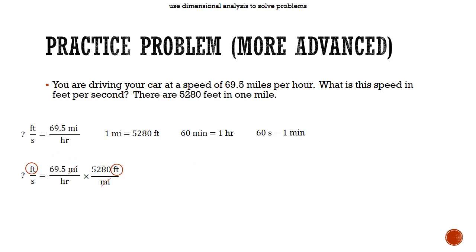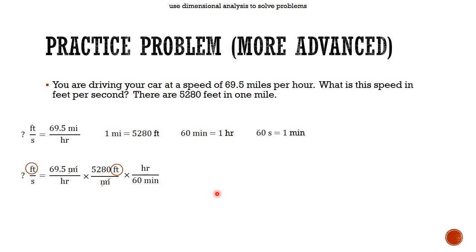Now, I'm not done with the problem yet, because I still need to get to seconds in the denominator. What I don't need to do is plug this in my calculator at this point and get an answer and then use that for a second problem. I can just keep going here, all with one long string of conversion factors. So now I need to cancel hours. So if I look at my equalities here, I'm going to use the one that has hours in it. I'm going to multiply by 1 hour over 60 minutes.